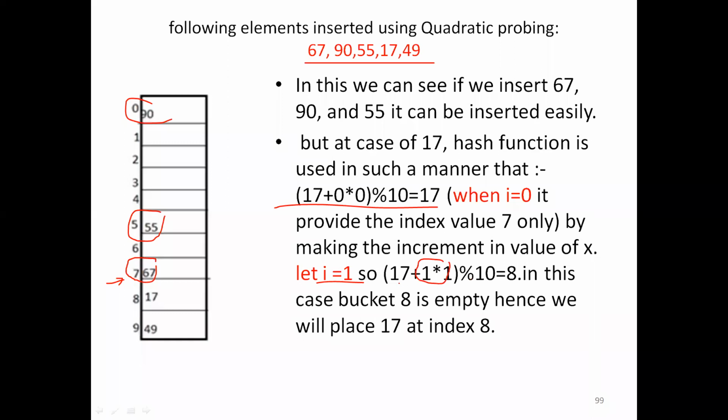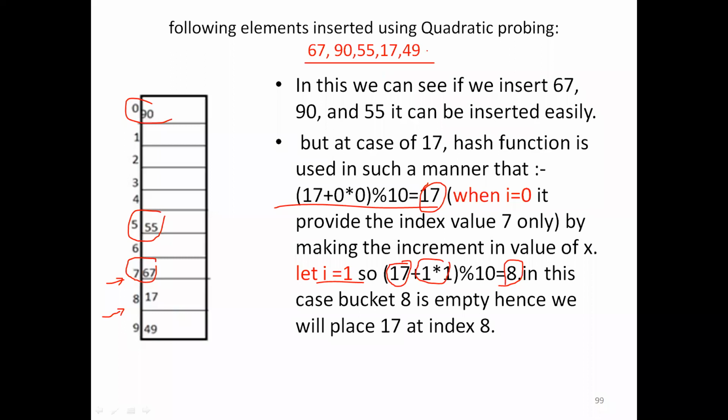How does this 17 come? This is the previous hash value, so I should take the previous hash value plus i square. Previously i was 0 and it was not working, the collision occurred. Then I increment the i value by 1. So the previous hash value plus i square gives the answer 8. I have to insert the element 17 into index 8. I check whether index 8 is free or not. The slot is free, so I push 17 into the hash table.